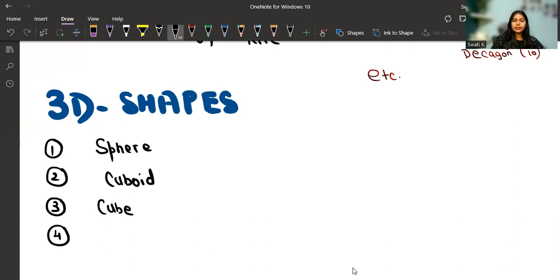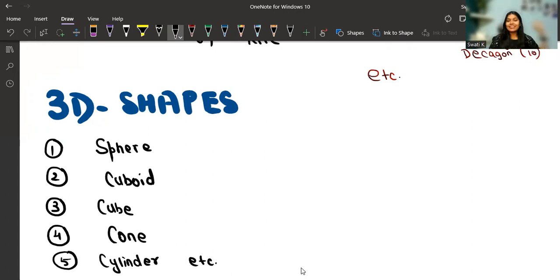Then it's a cone. Then the next one is cylinder. And the next one is, okay, I know this much only. I'm just writing etc. As I said, if you know some, okay, prism, pyramid, yes, I'm including those, etc. So these are some 3D shapes.